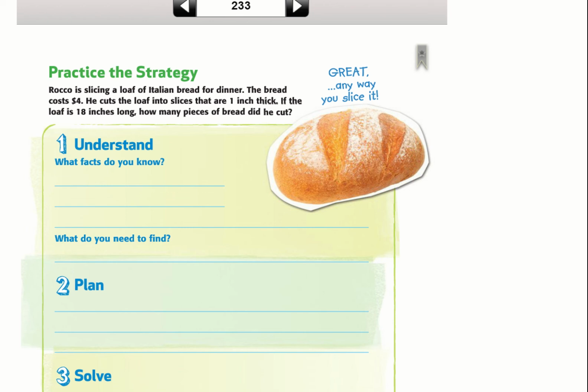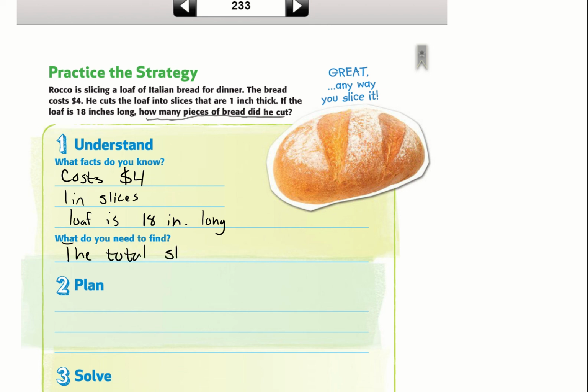What facts do we know? So we know it costs $4. And it is 1 inch slices. And the loaf is 18 inches long. What do we need to find? So that's what the question's asking. How many pieces of bread did he cut? So we need to find the total slices of bread.